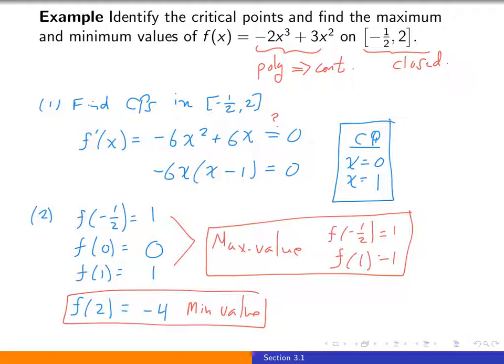So once again, from a procedural or big picture perspective, if we want to find these maximum and minimum values, it's a two-step process. Find the critical points of your function inside the interval, and then we evaluate our function at the critical points in the interval and the endpoints. That gives us a list of numbers, and from that list of numbers we pick the largest and the smallest values. Those are the maxes and minimums.